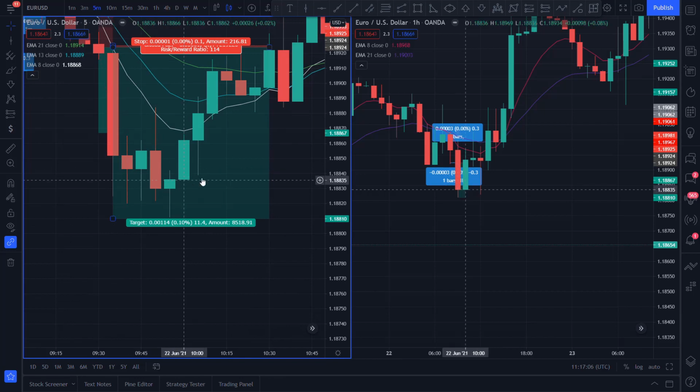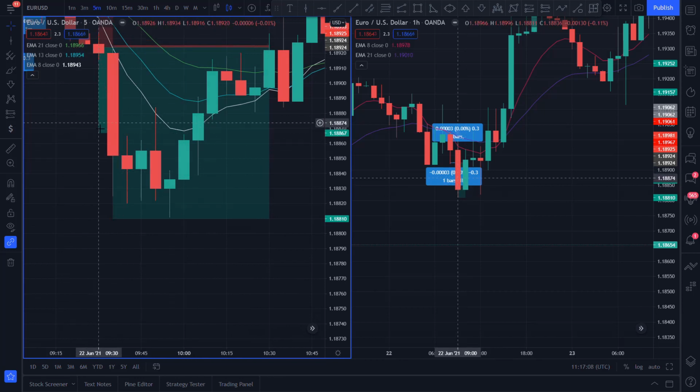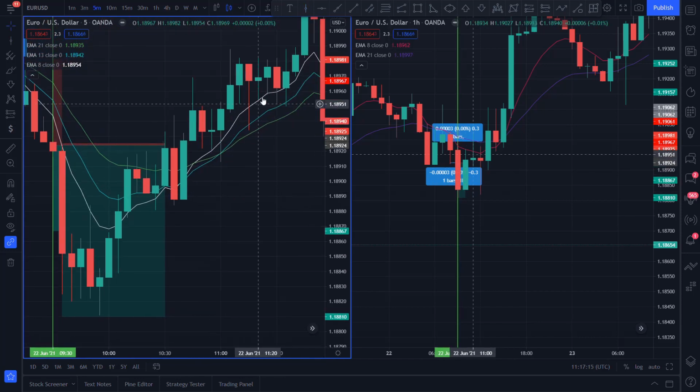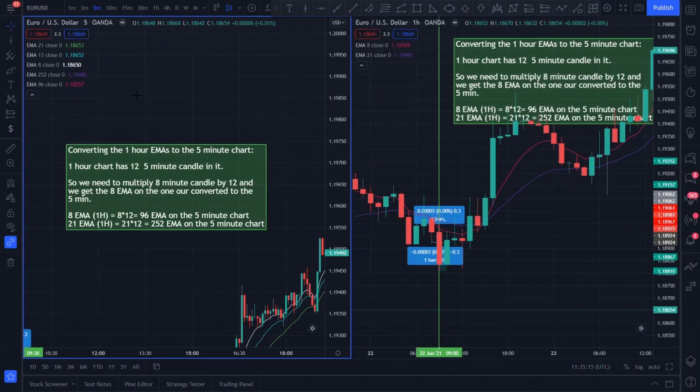As you can see, we missed the second take profit, but we hit the first one, so we made some profits. Basically, that is the strategy. Before we go on to the 100 backtests, we're going to do one more thing.